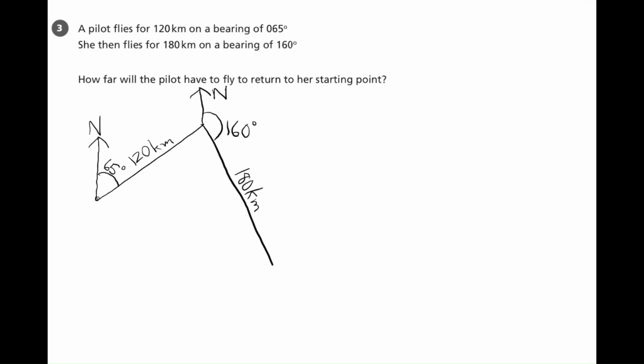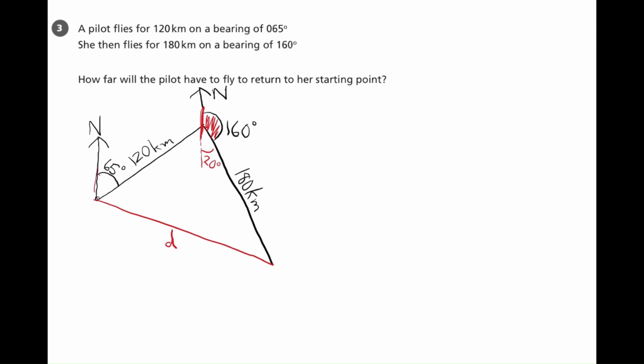So we're asked to find the distance the pilot will have to fly to get back to the starting point, which is that red line. Let's call it D. Now if we look at the triangle, if we could work out an angle, it would be very helpful. If we extend this north line, then we have a straight line with the angle 160. So this angle here must be 20 degrees.